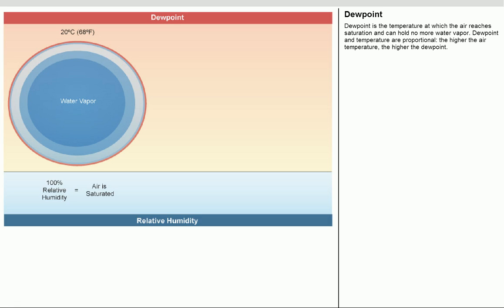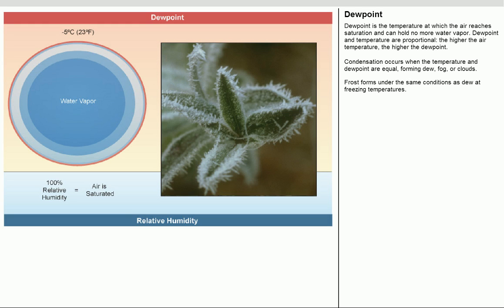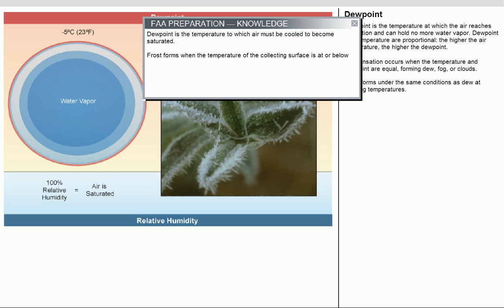Dew point is the temperature at which air reaches saturation and can hold no more water vapor. Dew point and temperature are proportional. The higher the air temperature, the higher the dew point. Condensation occurs when the temperature and dew point are equal, forming dew, fog, or clouds. Frost forms under the same conditions as dew, but at freezing temperatures.